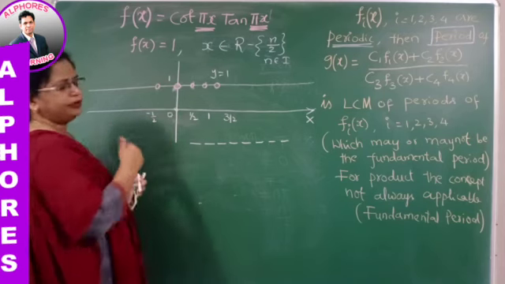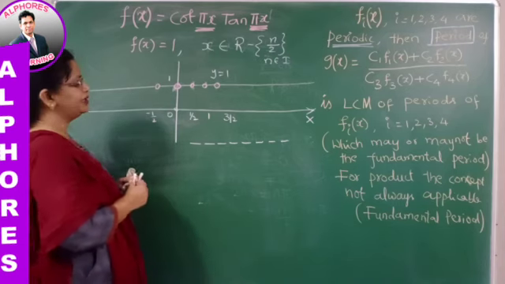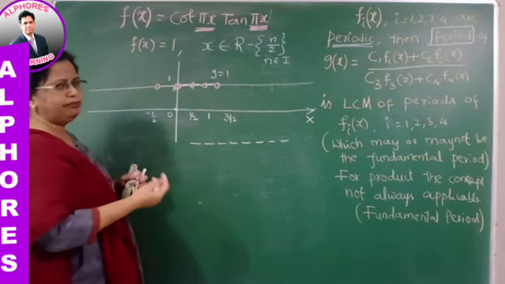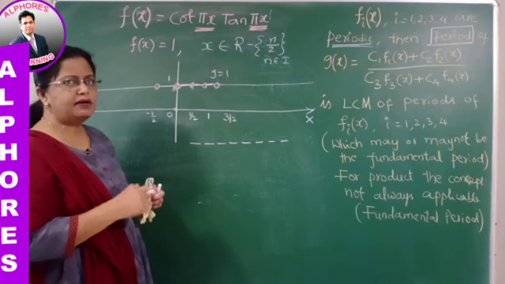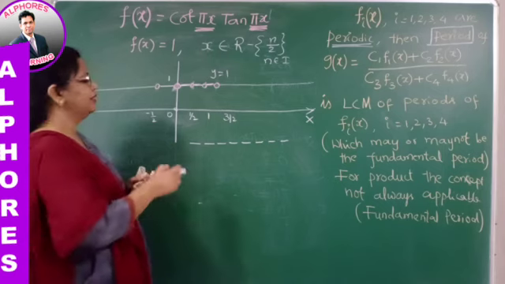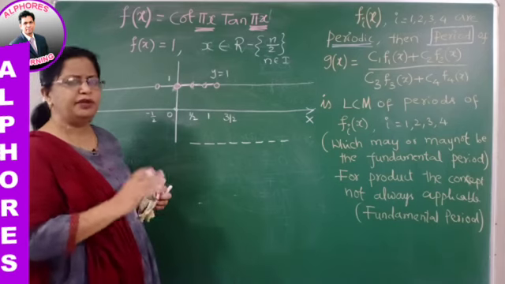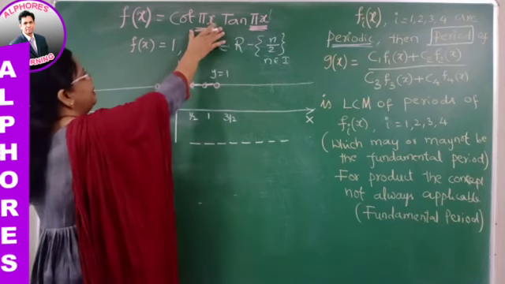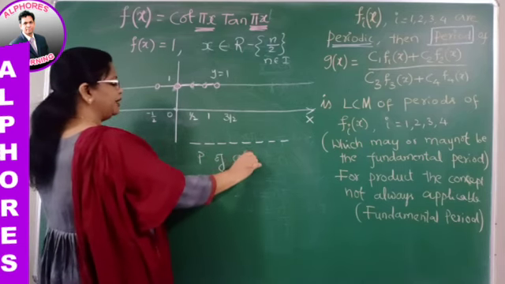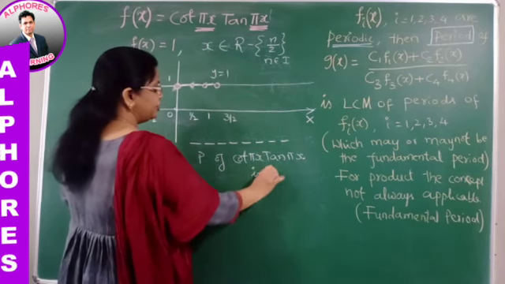Hence, in this problem, you can define the fundamental period again. What is the fundamental period, students, here? It is nothing but exactly 1 by 2. And then the period can be integral multiples of 1 by 2. It can be 1, it can be 2, it can be 3, like that. But the fundamental period you can define, and that is 1 by 2. So students, the period of cot pi x into tan pi x in this problem is 1 by 2. Got it?